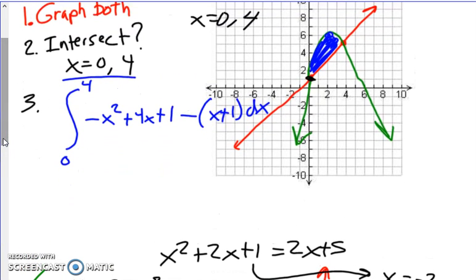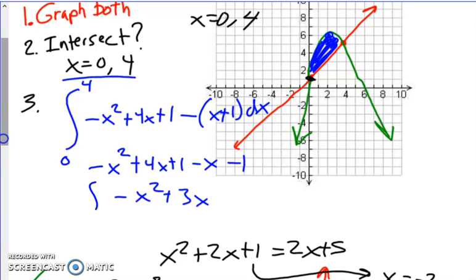Now again, you can simplify this and do this by hand. That is something I expect you to be able to do. You can also use your calculator to help you with this. So once you set up that integral there, you can type this directly into your calculator. You can also simplify it a little bit if you want. Get negative x squared plus 4x plus 1 minus x minus 1. Simplifies to that. Go ahead and type that in your calculator. See what you get out.